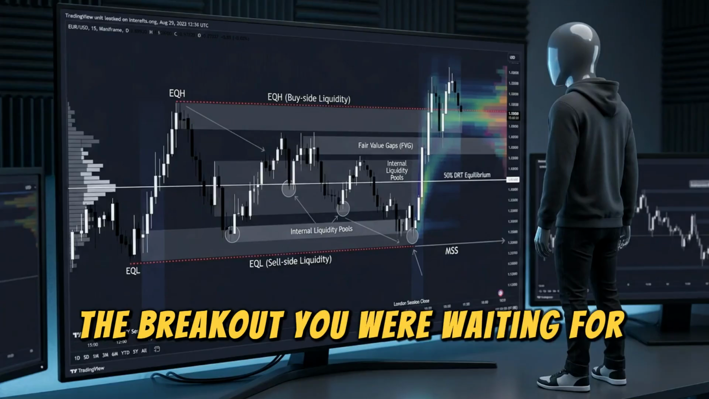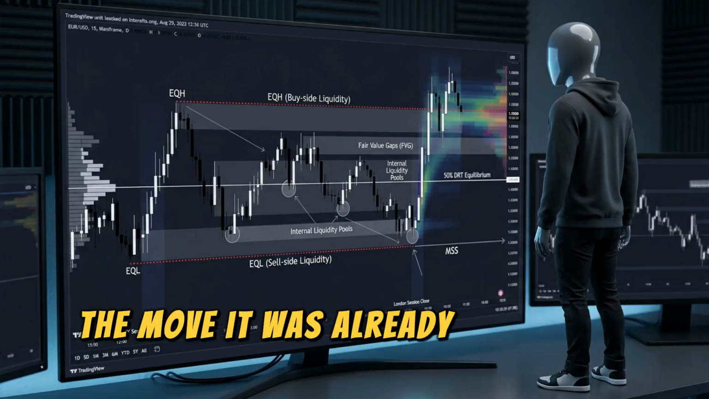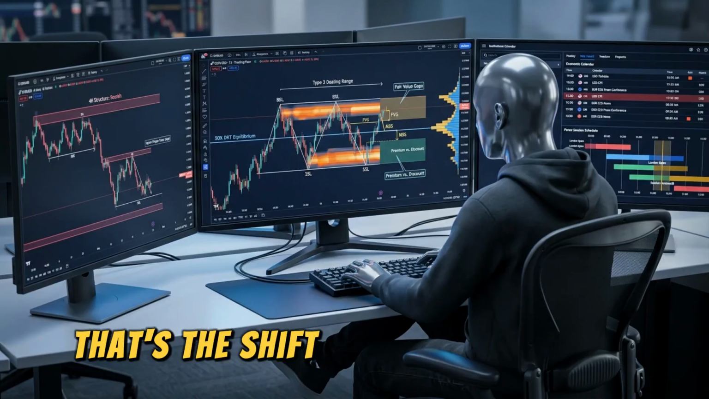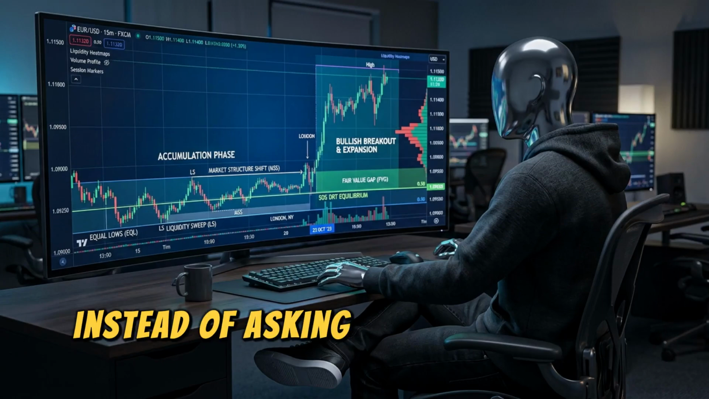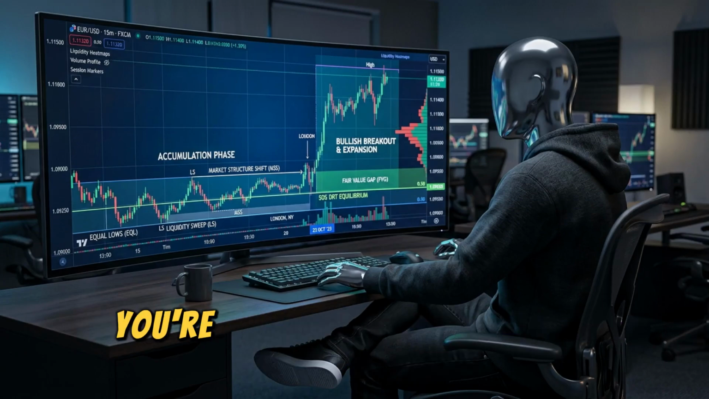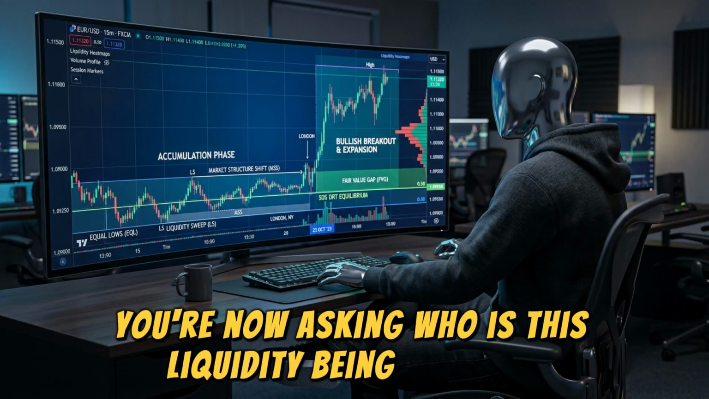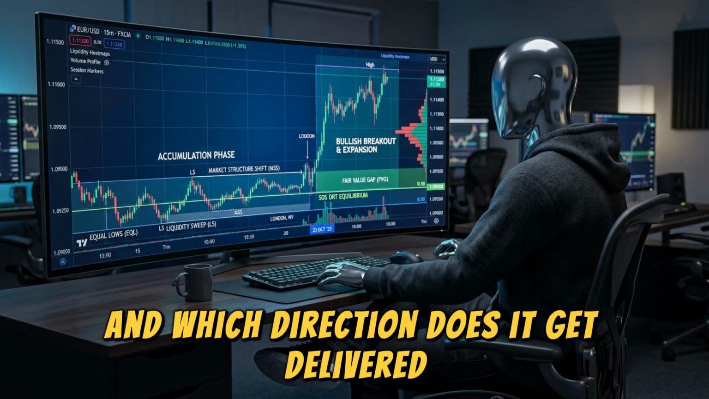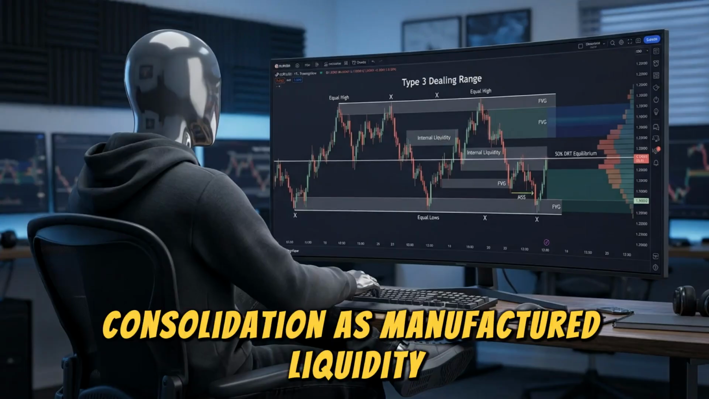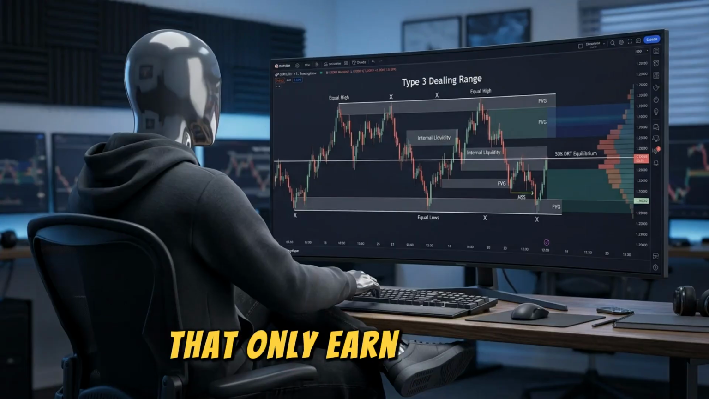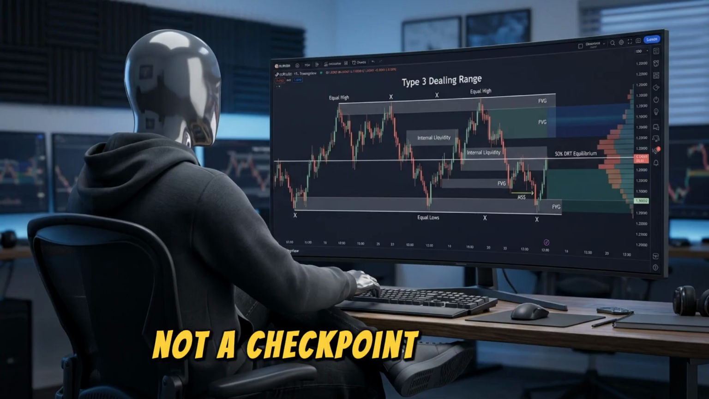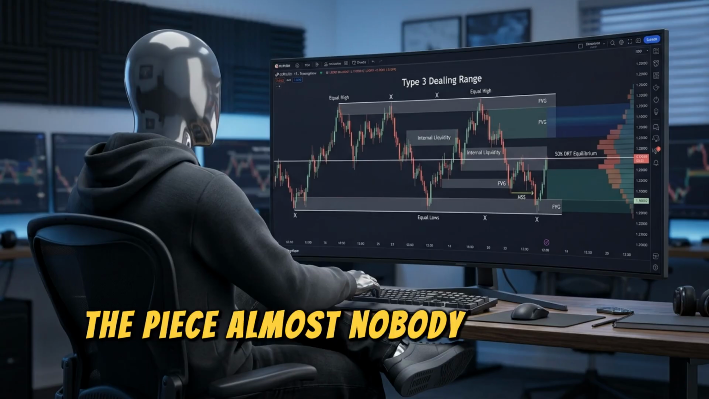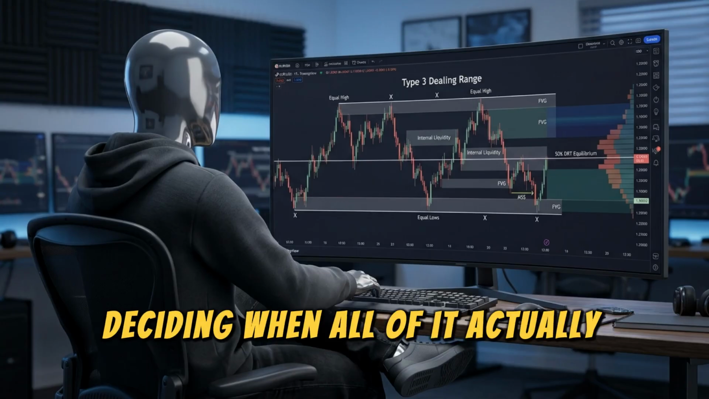The breakout you were waiting for wasn't the start of the move. It was already the middle of someone else's. That's the shift. Not a new indicator, not a new strategy, a new question. Instead of asking, where is the price going to break, you're now asking, who is this liquidity being built for, and which direction does it get delivered? Consolidation as manufactured liquidity. Trend continuations that only earn full risk when they align with the higher time frame. Equal highs and lows as magnets, not walls. Equilibrium as a pivot, not a checkpoint. And time, the piece almost nobody accounts for, deciding when all of it actually gets released.